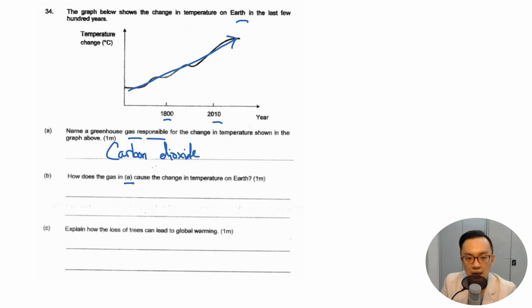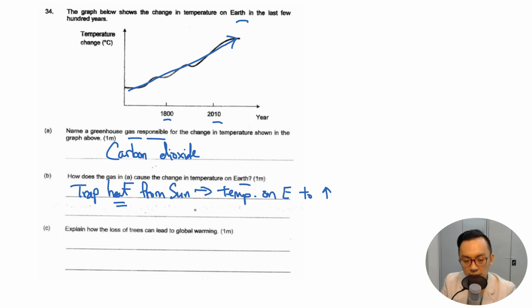So how does the gas in A, which is carbon dioxide, cause the change in temperature on Earth? The gas will trap the heat from the sun, therefore causing the temperature on Earth to increase. You need to know this. It will trap the heat from the sun and not allow it to be released from the Earth, and therefore the temperature on Earth will increase. So the third part, explain how the loss of trees can lead to global warming.